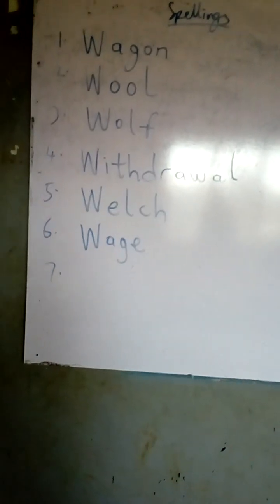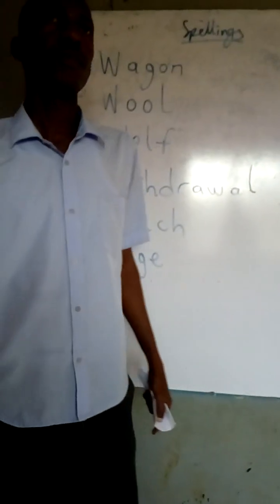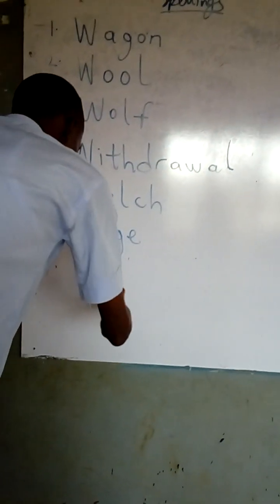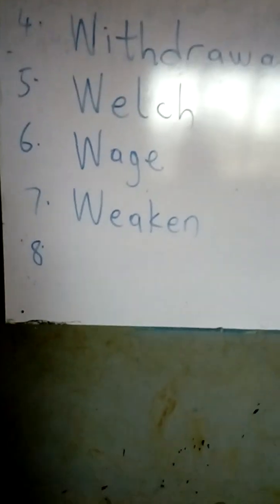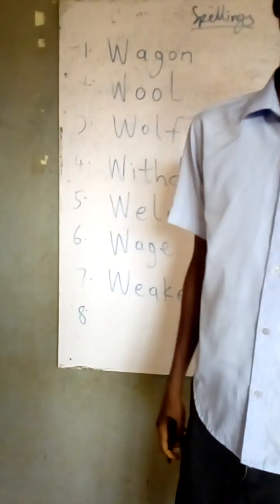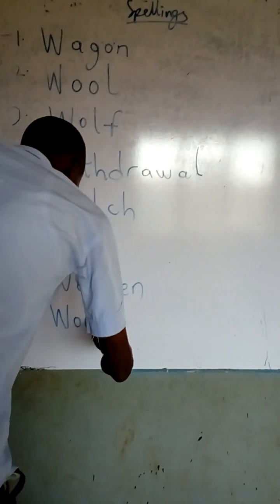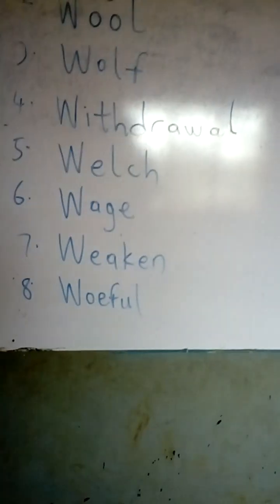Now, the next word is weaken. Spell weaken. Let me help you. Weaken is W-E-A-K-E-N. Now, the next word I'm introducing to you is woeful. Spell woeful. W. Yes. L. No, you are wrong. Woeful is W O E F U L.